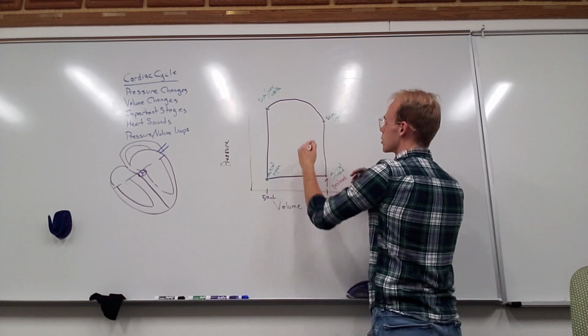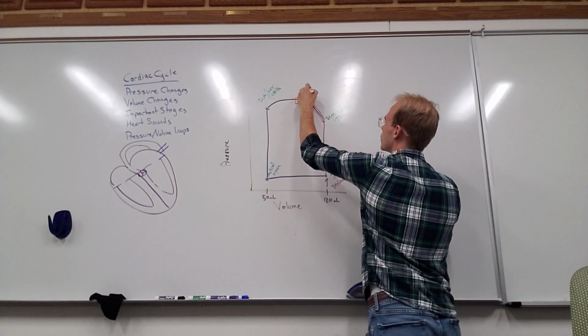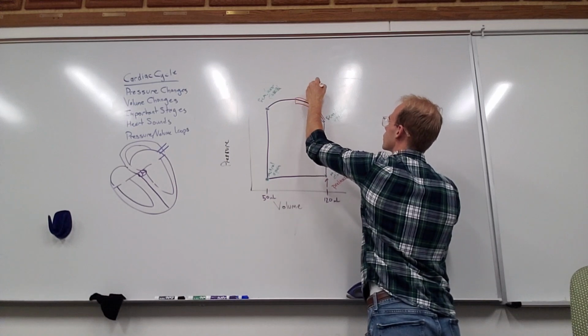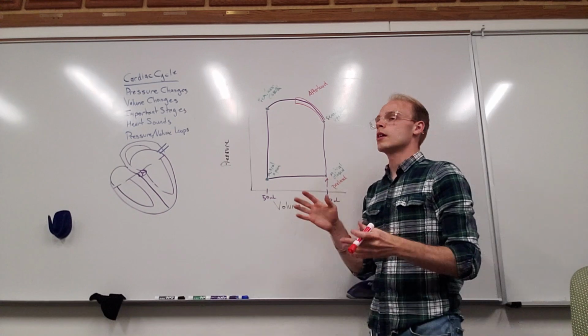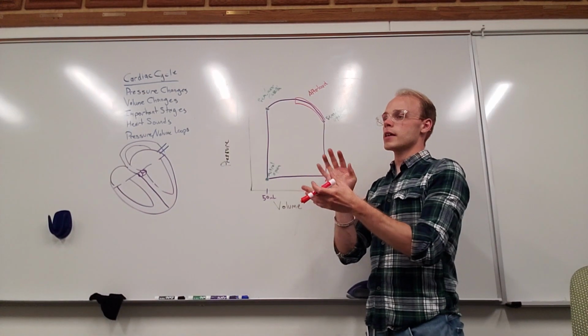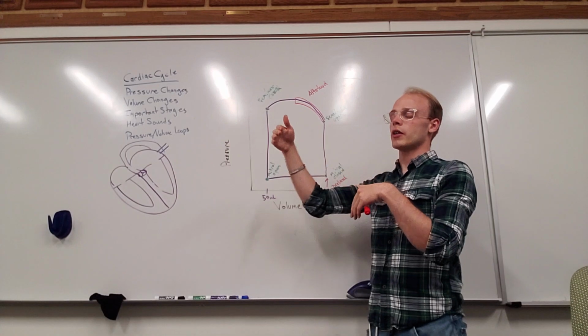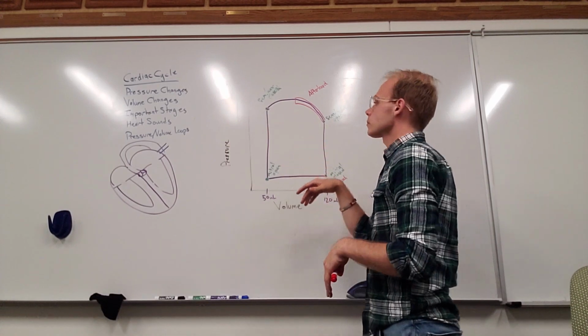As the ventricle slowly contracts, you have this period of time, which is called afterload. And what afterload is, is how much force the ventricle has to contract with to push against the blood that is already in the aorta. So how much it has to push against that.